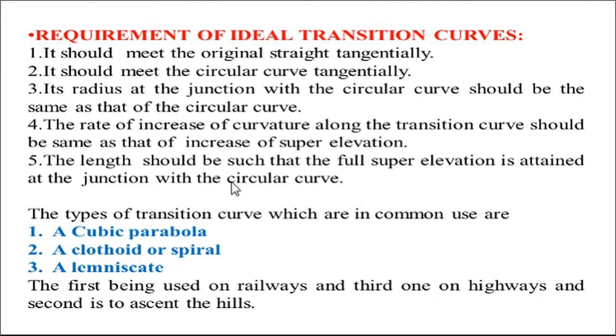Next one, it should meet the circular curve tangentially. Next one, its radius at the junction with the circular curve should be the same as that of the circular curve. So for a certain length of the transition curve, the radius should be the same as that of the circular curve, and similarly at the end also, where the circular curve is ending, at that point the radius of the transition curve should be the same as that of the circular curve.